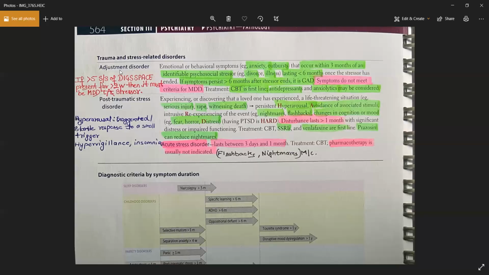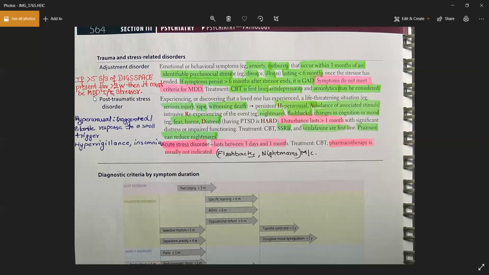Symptoms must not meet the criteria for MDD to get a diagnosis of adjustment disorder. It would be a patient having a psychological stressor, just like I told you, either moving to a new place, having a divorce, or having an illness, and now the patient has started having symptoms of depression. You call it an adjustment disorder. Treatment is again CBT. For depression, you can give the patient antidepressants. For anxiety, anxiolytics can also be given.